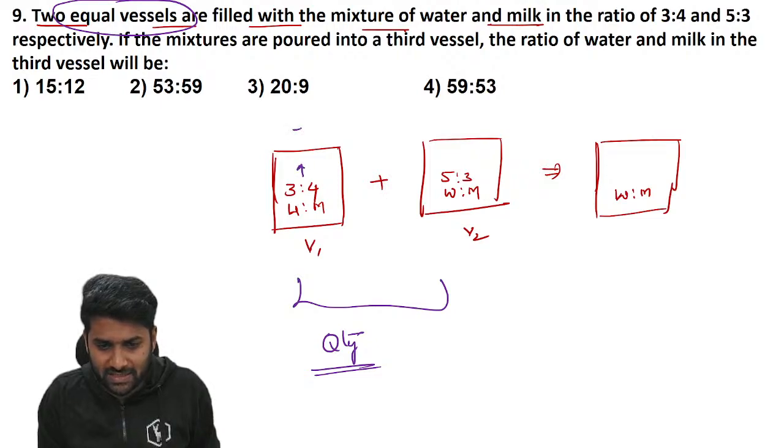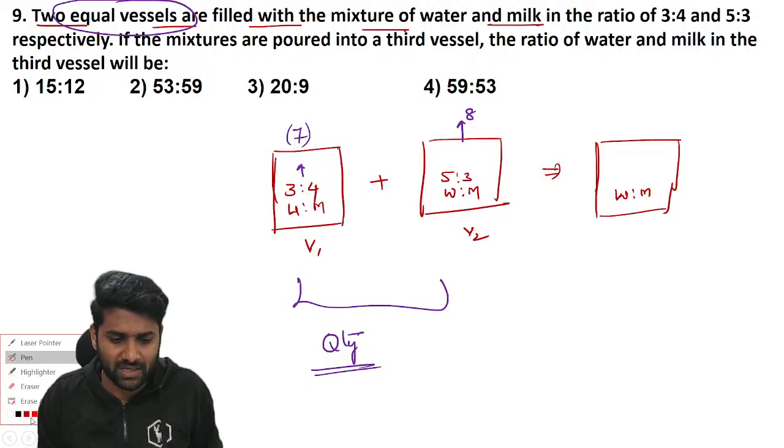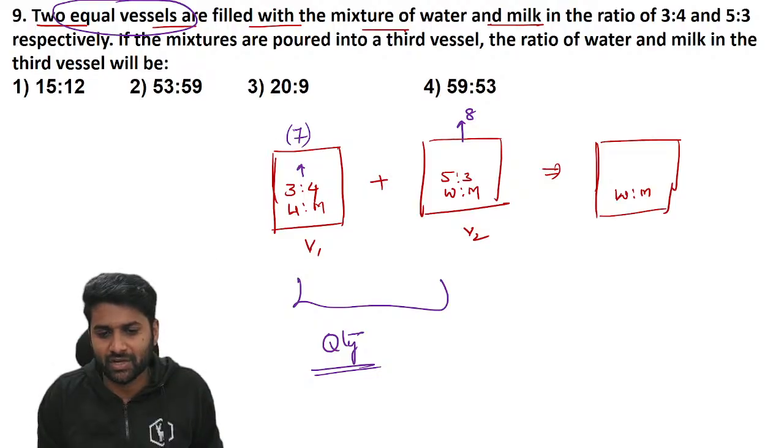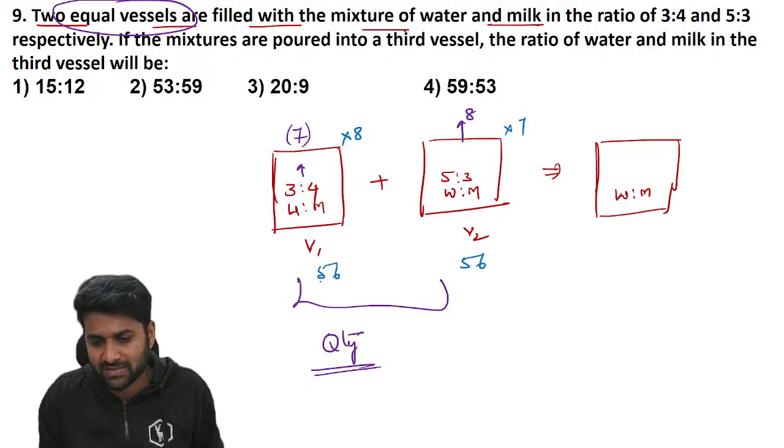So let us take that if we add 3 plus 4, then the quantity is 7. In this information, the quantity is 8. Is it the same? Definitely it's not the same quantity. So how are we going to equate? You should multiply the first vessel with 8 and the second vessel with 7. Now the total quantity here is 56, here it is 56.